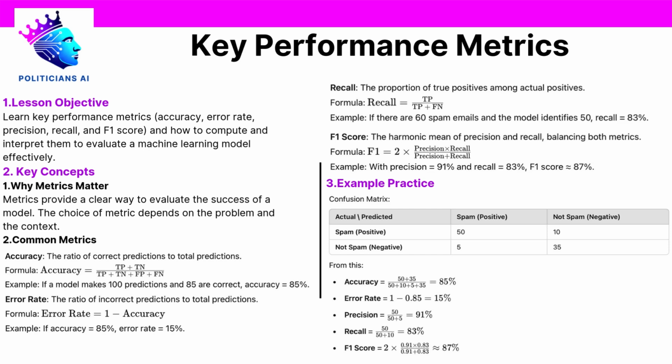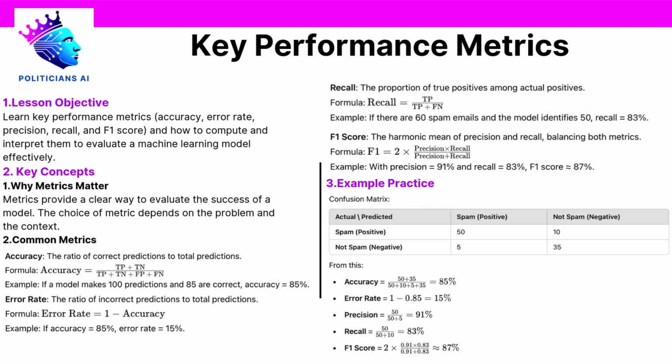Welcome to today's lesson on performance metrics, a crucial part of evaluating machine learning models. Let's start by understanding why metrics are so important and what they really tell us. Imagine you're training a machine learning model to detect spam emails. You've spent hours tweaking the algorithm and fine-tuning the data. Now, you need a way to judge how well your model is performing. That's where performance metrics come in. They are the tools we use to measure success.